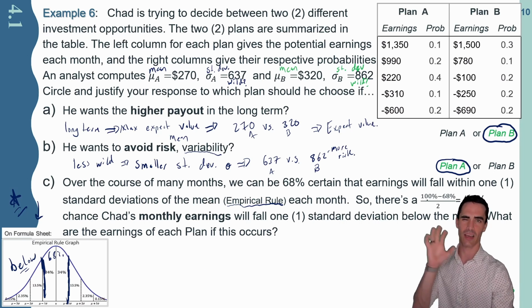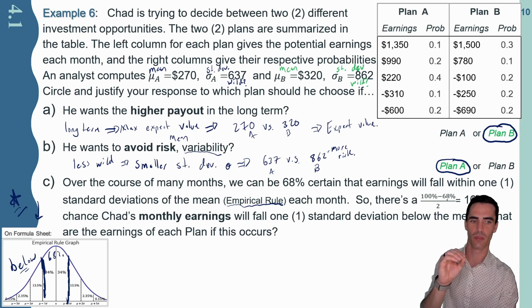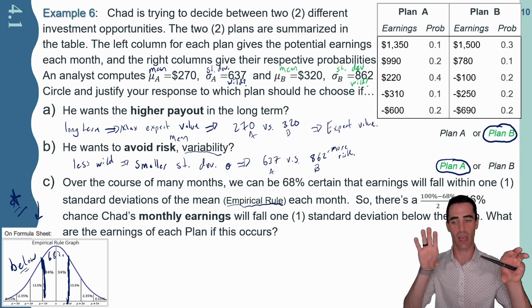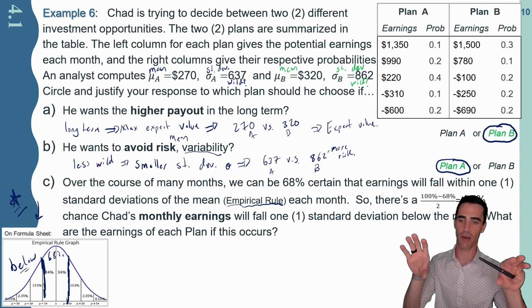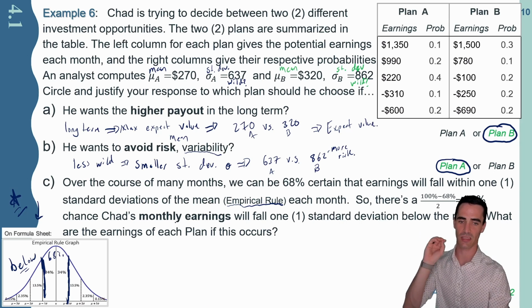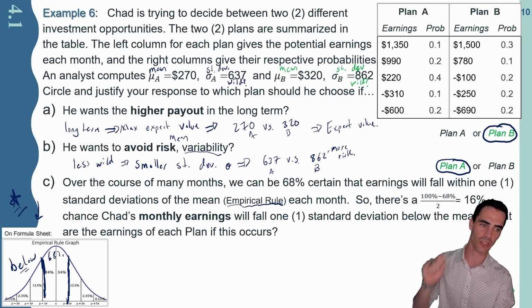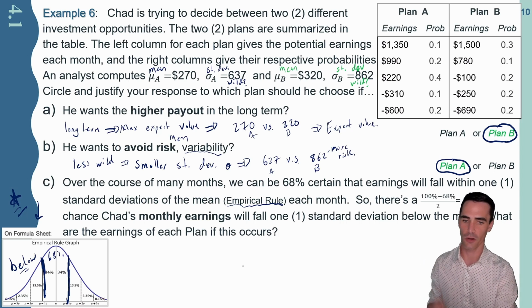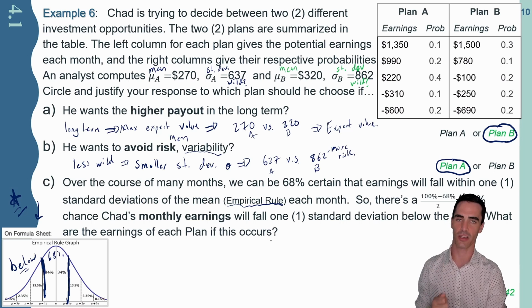So if I think about that, 100% minus 68, that gives me what's left on the two sides. There is 16% below and 16% above. There's a 16% chance that those monthly earnings will fall one standard deviation below the mean. My head's barely in the way. What are the earnings of each plan if this occurs?